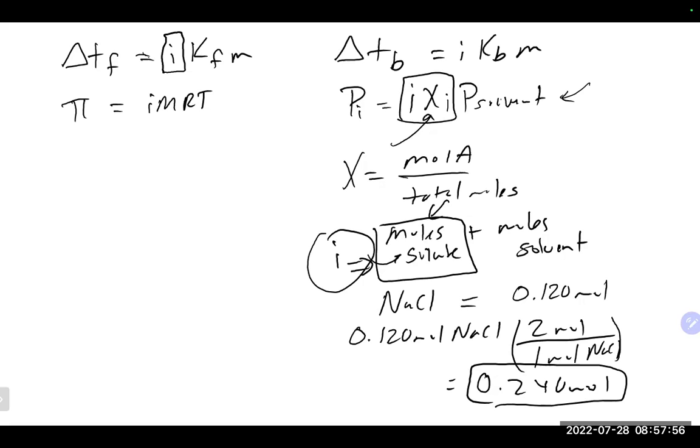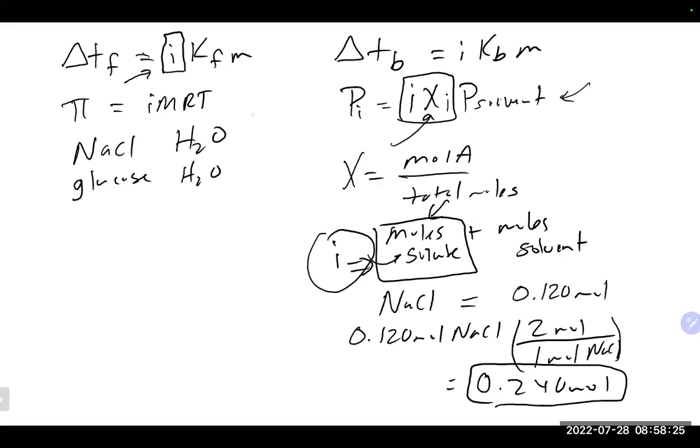Most of the other ones, you basically just lock your I value in there, like it is 2, 3, whatever it may be. So, for example, how would the change in temperature differ if we had sodium chloride dissolved in, say, water versus a sugar or glucose dissolved in water, if you will.